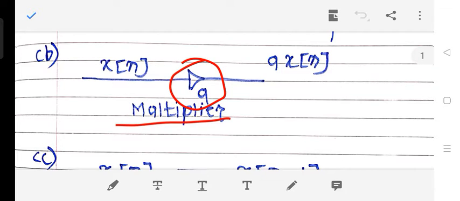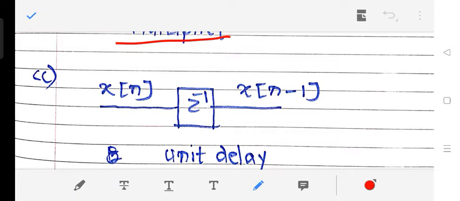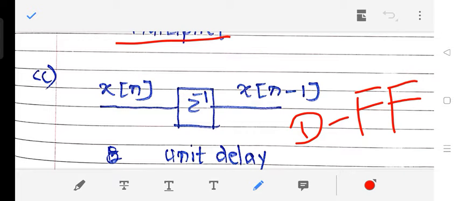Next is the delay element, that is, x of n is given to z inverse. Then we get the result x of n minus 1. So basically z inverse means nothing but the D type flip flop. You have studied the D flip flop in the ADIC subject, where the input and output of the flip flop are the same, but the output is delayed by some duration. So that unit delay element, the D flip flop, is mathematically represented by the z inverse term.